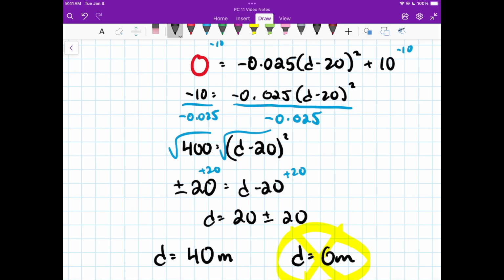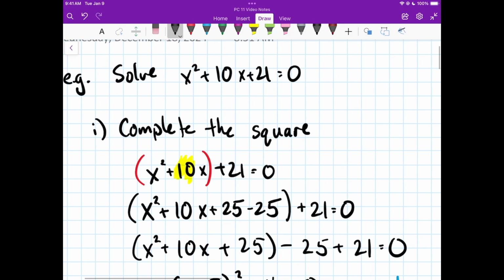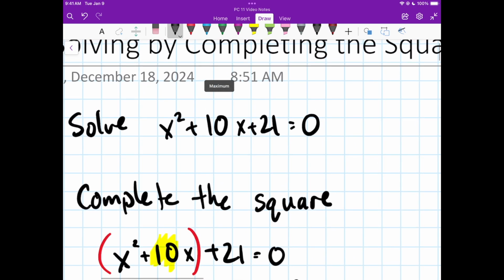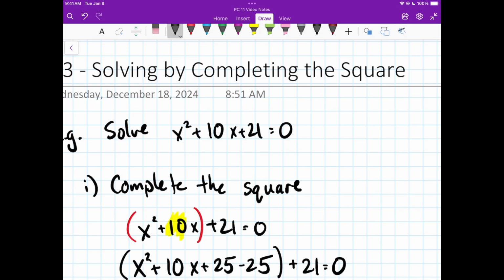Where if we had gone back to this first one that we did way at the beginning of the video, we could have solved this by factoring in 2 steps. We could have factored it and then solved it in about 5 seconds. So it does take a little bit longer. It's not my go-to, but if you already have something in vertex form, or if you have something where the numbers just are not going to be fun, it is a really great strategy.